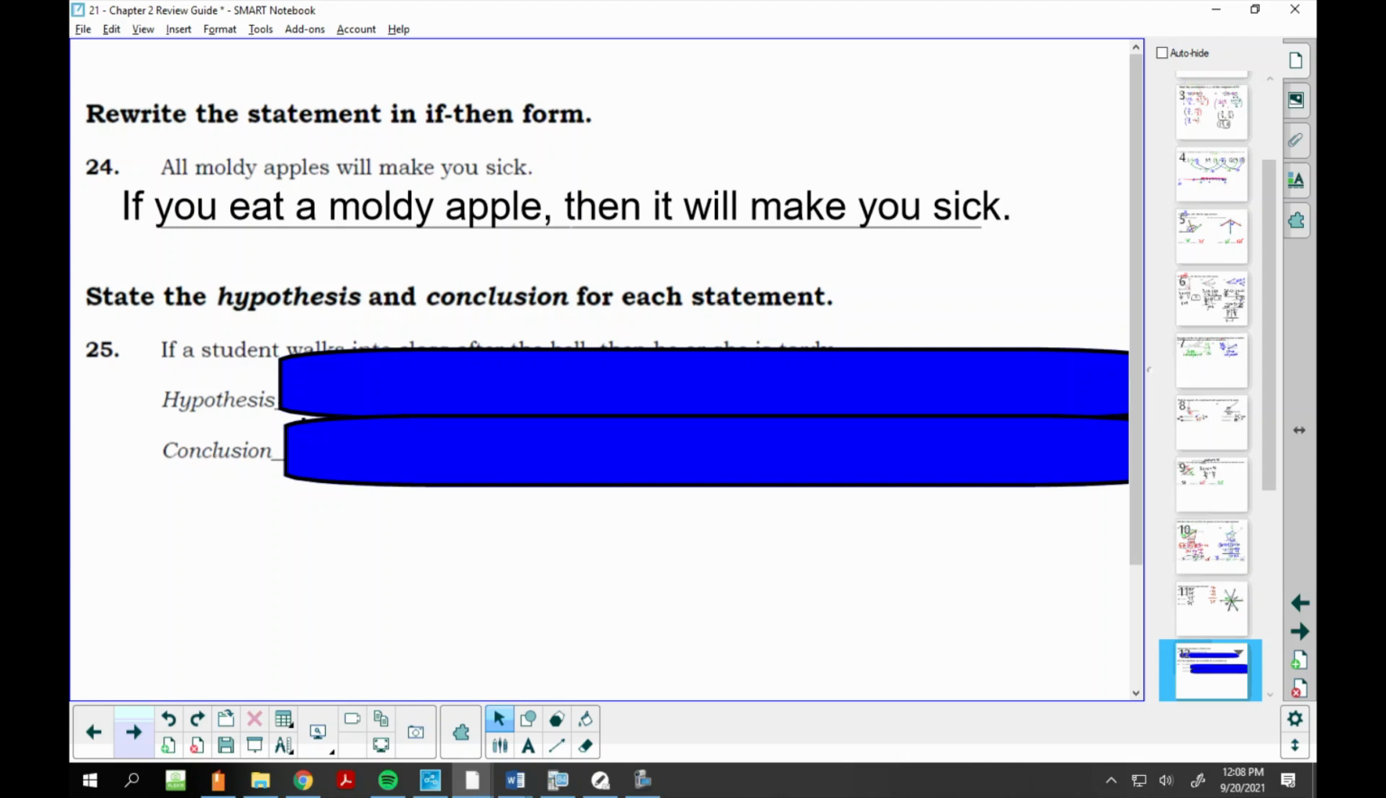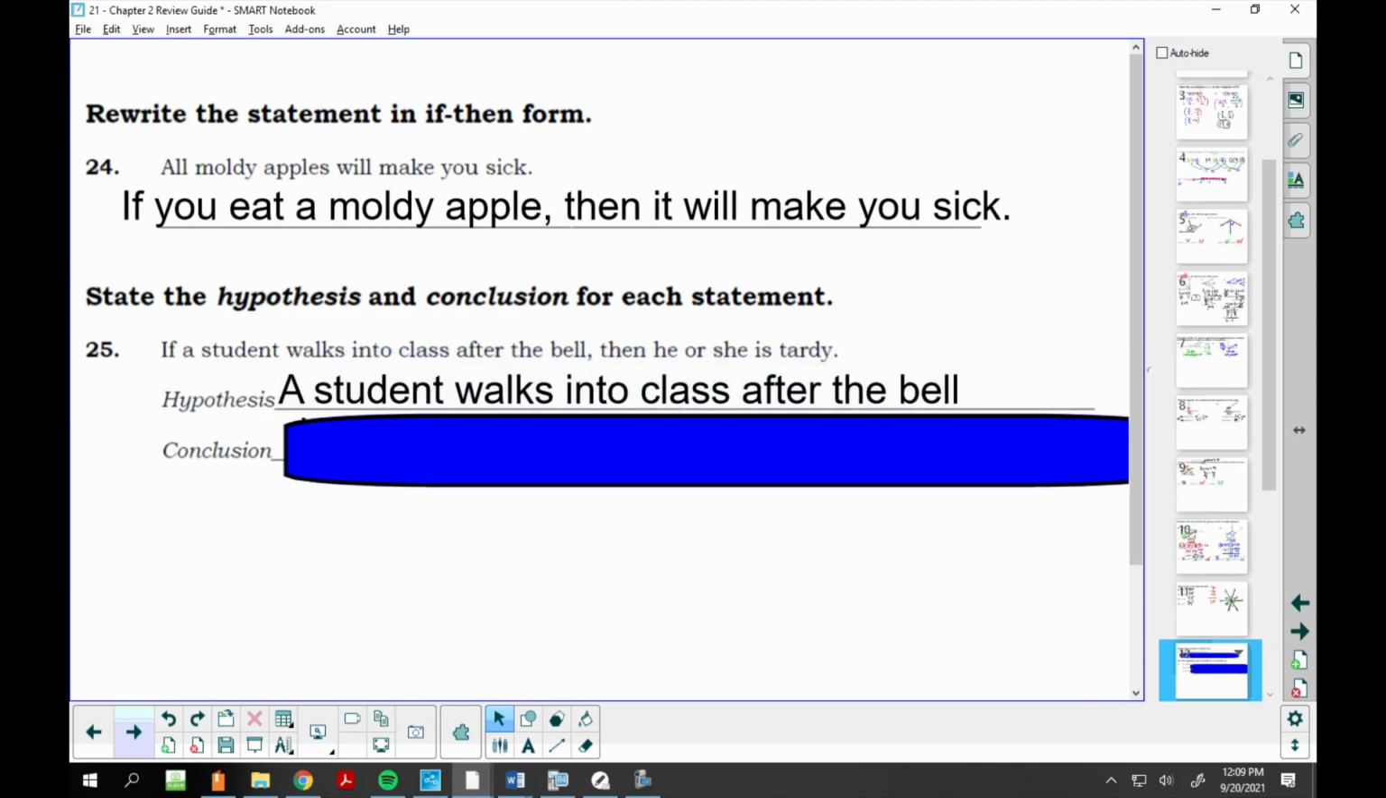All right. If a student walks into class after the bell, then he or she is tardy. Nice. Okay. So the hypothesis is what comes after the if. Do we include the if in the hypothesis? No. It's whatever comes after it. So just a student walks into class after the bell. Again, do not include the if. It's just whatever comes after that.